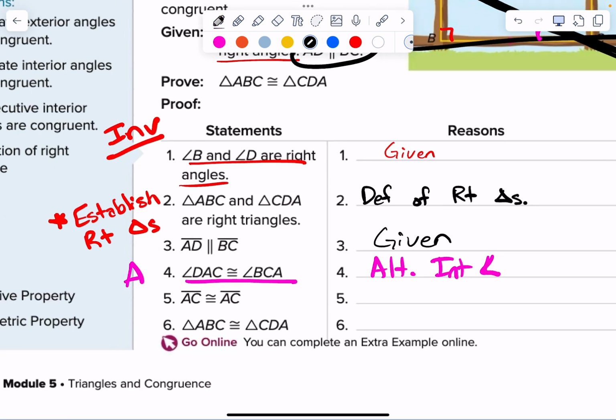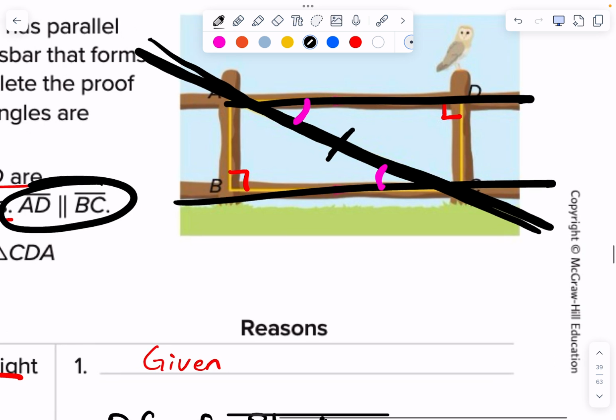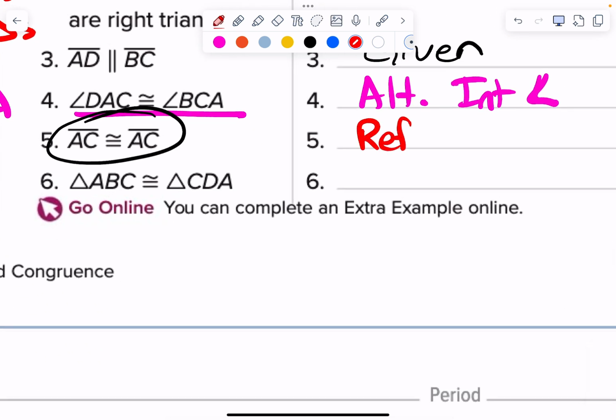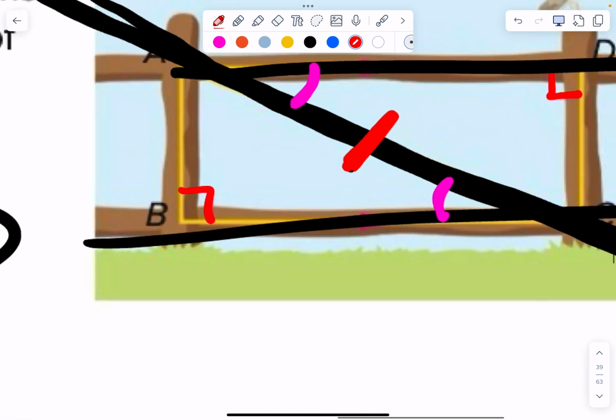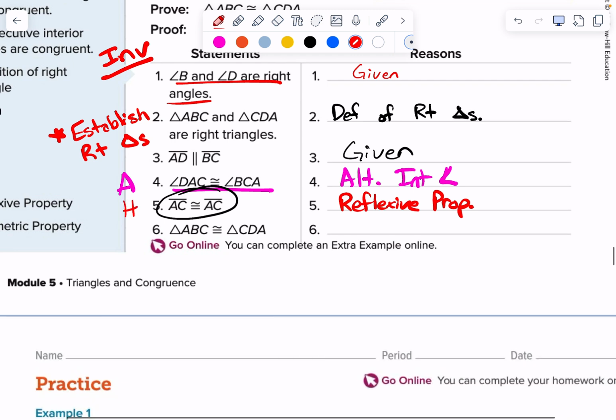Then they went to this spot on number 5, and they said that AC is congruent to AC. That's saying this middle guy. What's that called? That's the reflexive property. Okay, reflexive property. That's fine if you want to abbreviate. Now that gives you a side, but which side? A leg or a hypotenuse? Hypotenuse, okay?